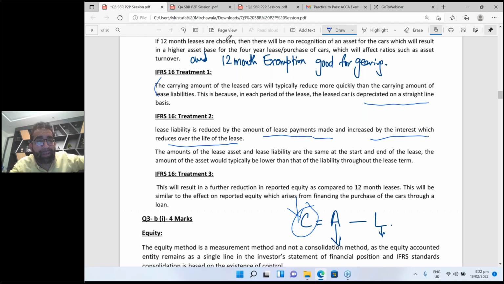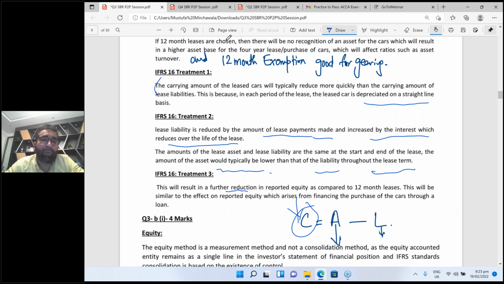They both were the same. The amount of the asset would typically be lower than that of a liability throughout the lease term. This will result in a further reduction in the reported equity as compared to a 12 months lease. As compared to a 12 months lease, the equity will be more down.